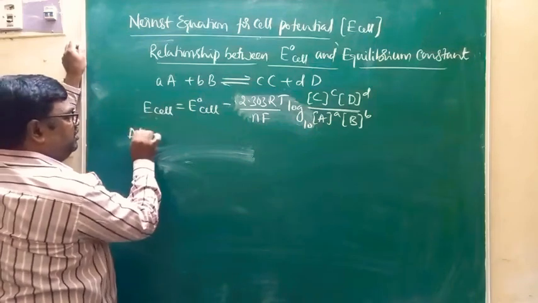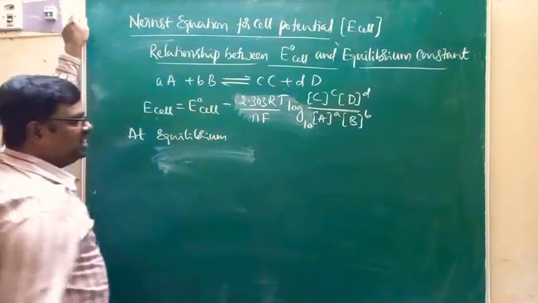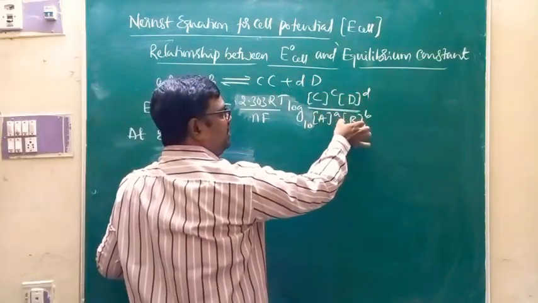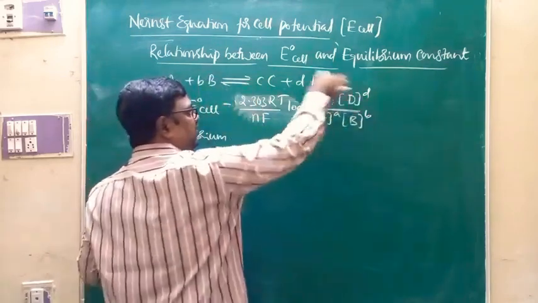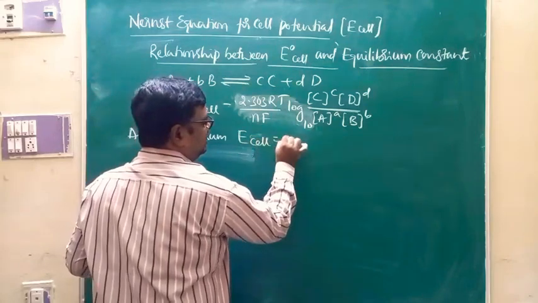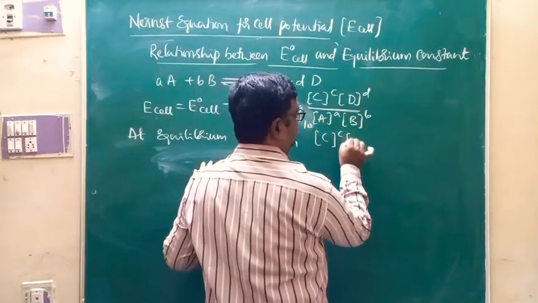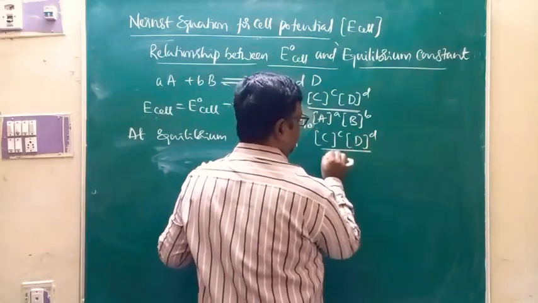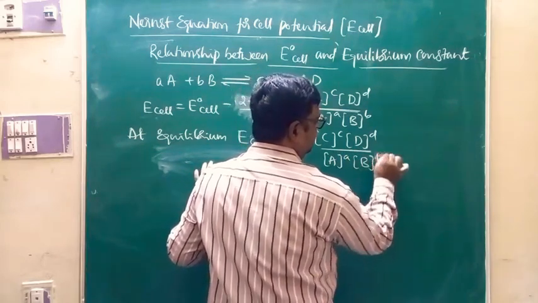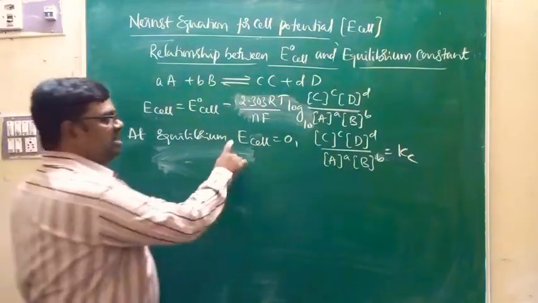Therefore, at equilibrium, the reaction proceeds and reaches equilibrium. The concentration of C and D will be highest, and the concentration of A and B will be lowest. Then this value will be very high, and E of cell becomes equal to 0. At equilibrium, this ratio C to the power of c, D to the power of d divided by A to the power of a into B to the power of b is taken as the equilibrium constant Kc, and this is only at equilibrium when E of cell is equal to 0.